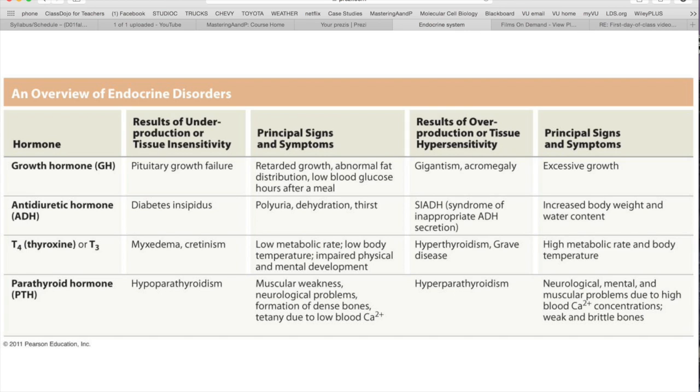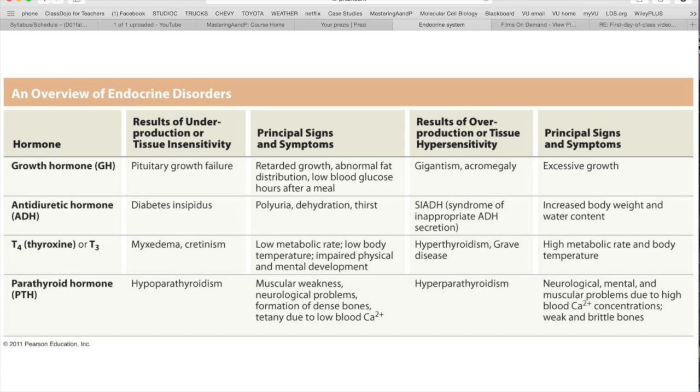If this happens after puberty, so at the end of puberty, growth plates in the bones close off, and with acromegaly, you'll get growth in the bones that don't have growth plates, such as your hands and your face.